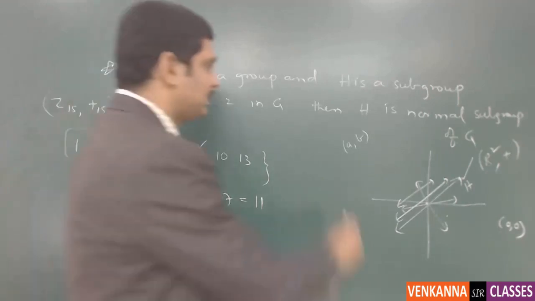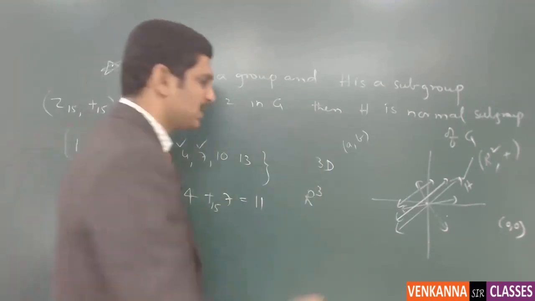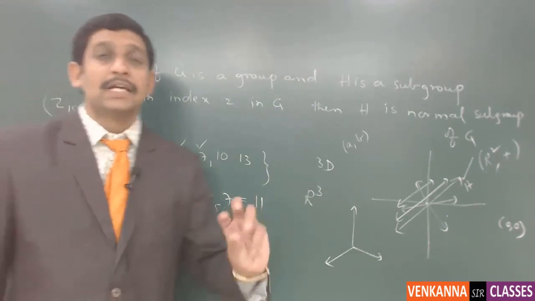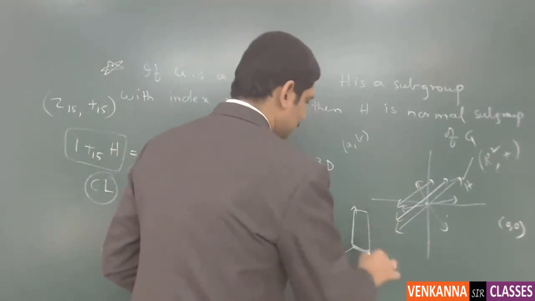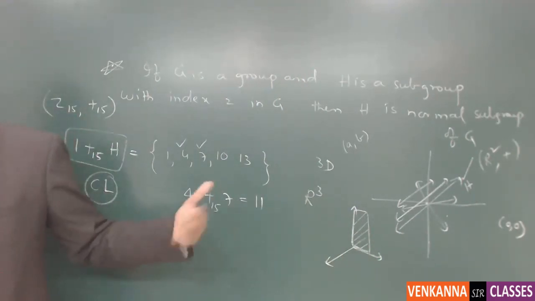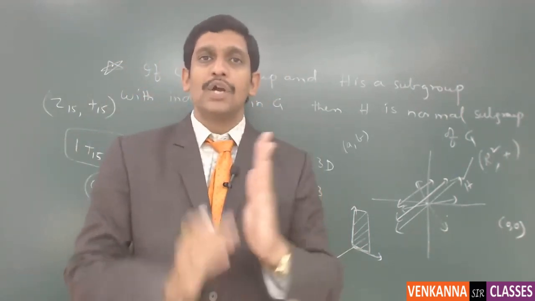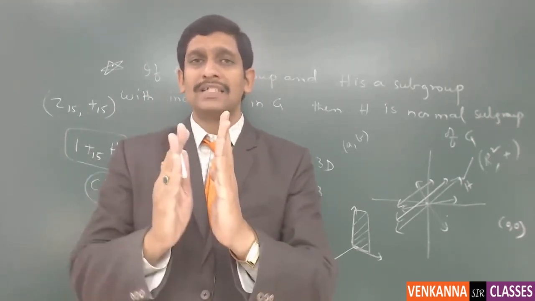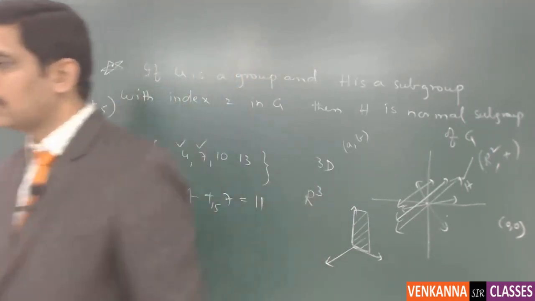If you call upon the 3D perspective, suppose you have taken R cube, the three-dimensional space. In the three-dimensional space, a subgroup is nothing but a plane passing through the origin. So if you talk of cosets, a coset is another plane which is parallel to the fixed plane you have taken. So you fix one plane, and you consider the set of planes which are parallel to this plane. That is nothing but the coset. Okay?